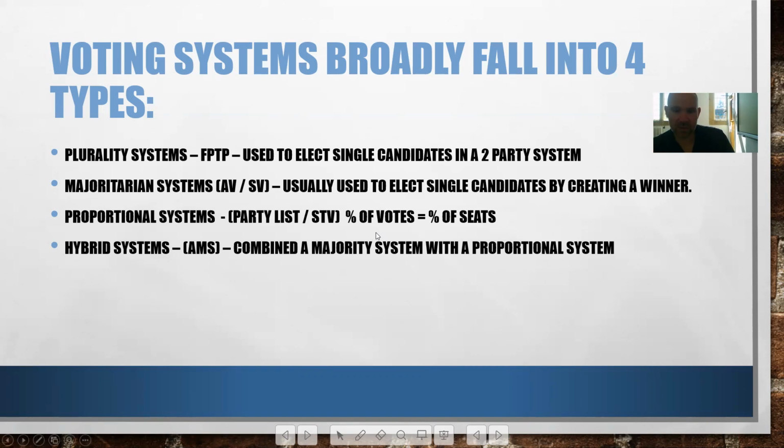So this is where you start to get a system where the percentage of the votes equals the percentage of seats. So what was the vote share of the Lib Dems? What was the vote share of the Conservatives? What was the vote share of the SNP? What was the vote share of this party?